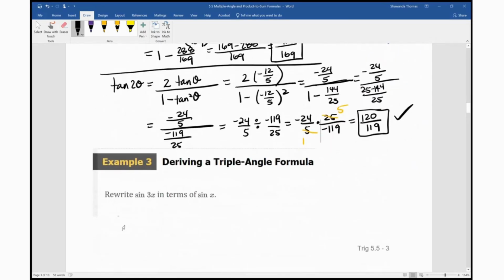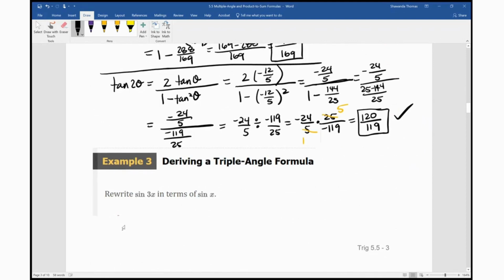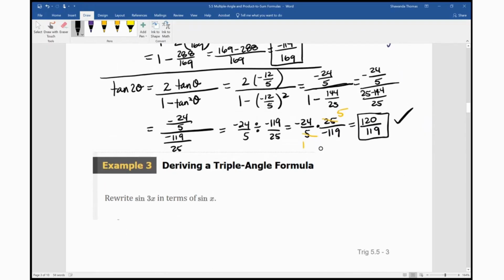All right, this problem is really sort of like proving something using all of our formulas. So you just write it down for the most part. It says rewrite sine of 3x in terms of sine x. When it says in terms of sine x, they want the final answer to have sine x in it some kind of way. Not just sine of 3x, but sine x has to be in the final answer.